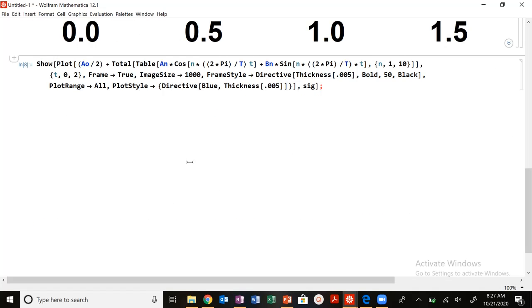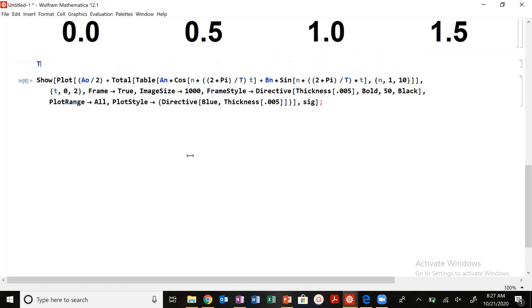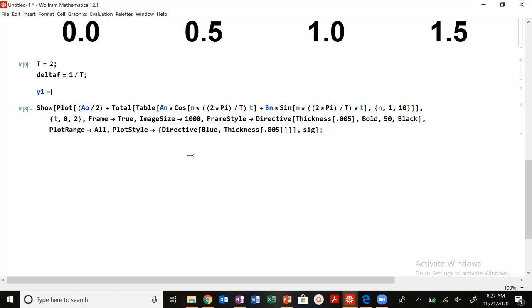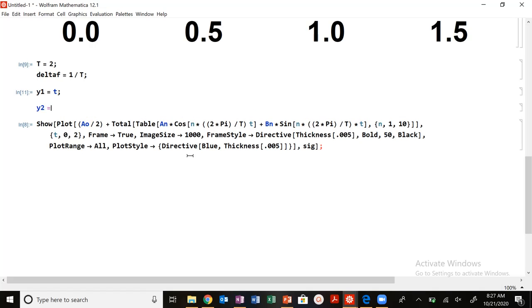So let's go ahead and look at that now. t equals 2 seconds. Then I know my delta f, my fundamental frequency, is 1 over t. I can solve those values here. I know that my y sub 1 is just equal to t, and my y sub 2 is equal to -5 right there. And now I can go ahead and calculate my harmonic coefficients.